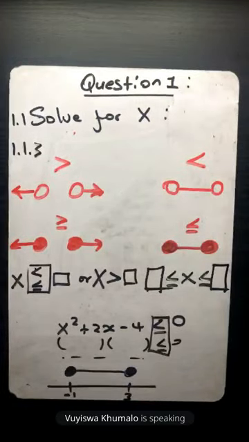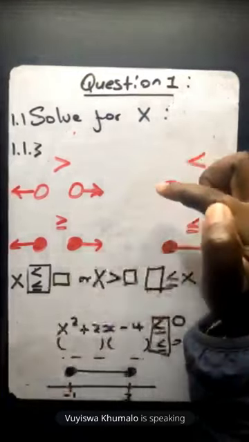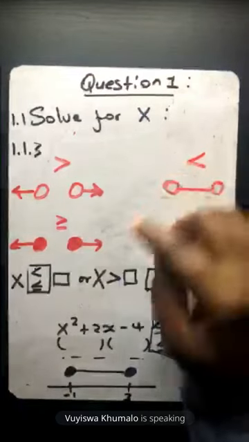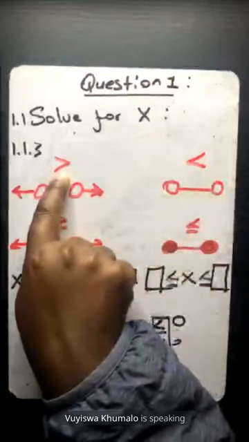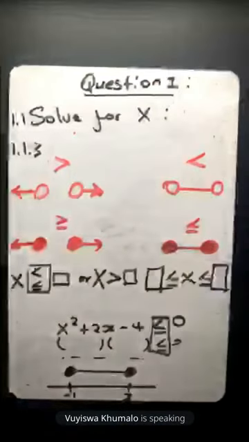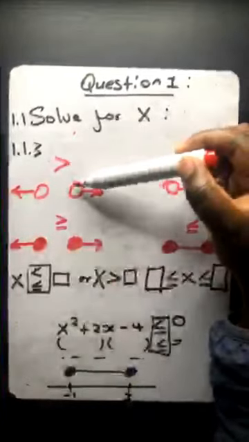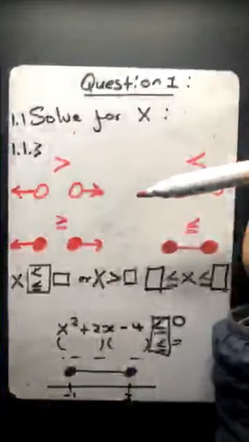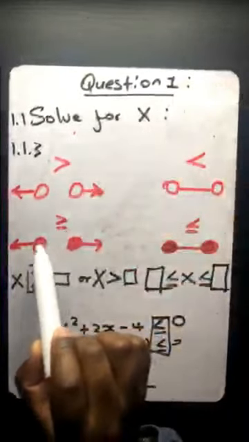So if you have the greater than sign, do you always use the outward arrows? All the time. Wait, what did you say there? Like in your sum, let's say you have the greater than sign, do you always use that one? The unshaded dots? Yes. But the unshaded circles. But only if it's greater than or equal to, it is the shaded circles.